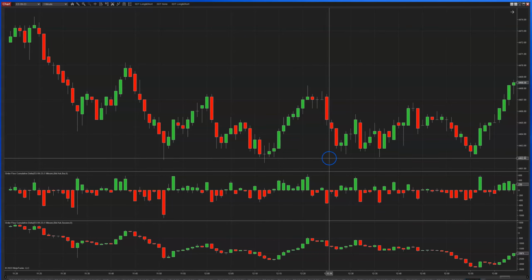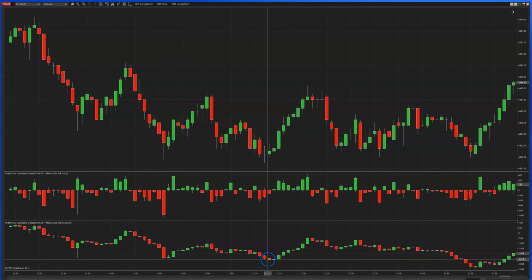For example, here on the cumulative delta, you see delta going down, down, down, down, and then it starts turning and going up. Whereas on a bar by bar delta, even though delta is still negative, it's actually going up, right?